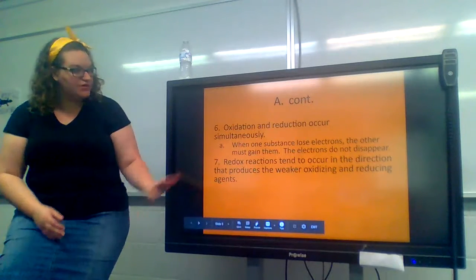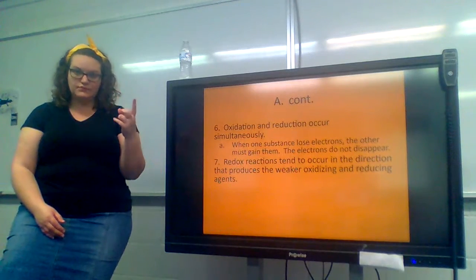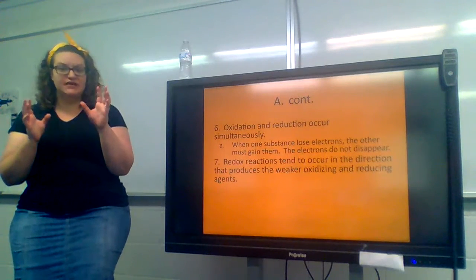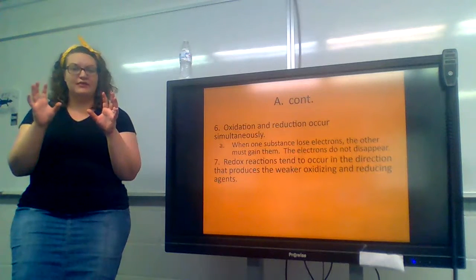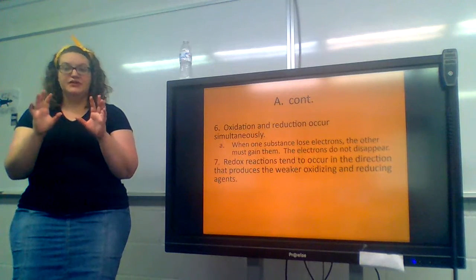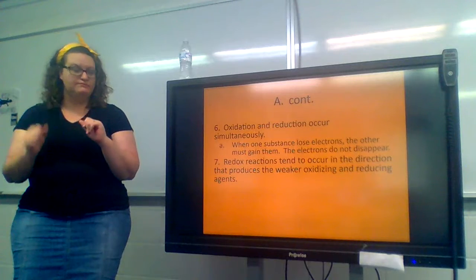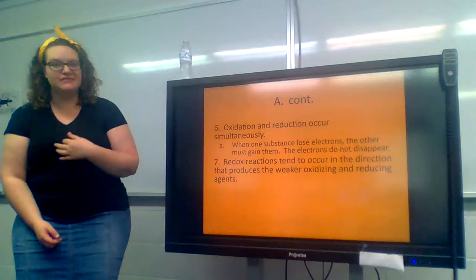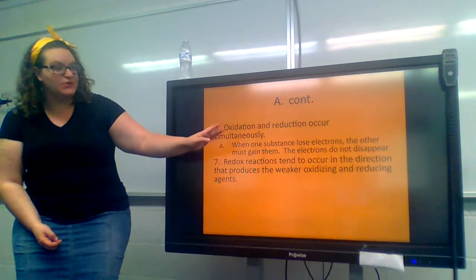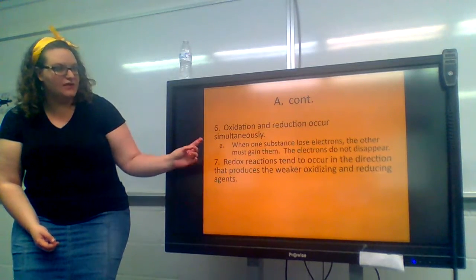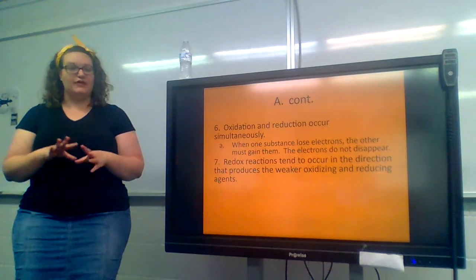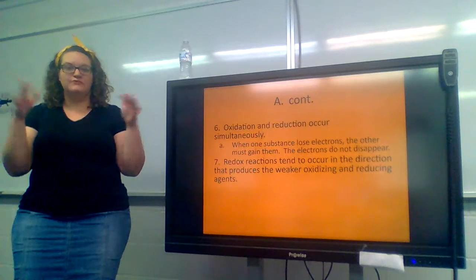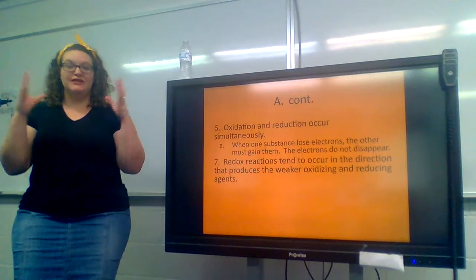Oxidation and reduction occur simultaneously. Like I said, for every action there's an equal and opposite reaction. If oxidation is taking place in one atom, that means the other atom is automatically experiencing reduction, and vice versa. When one substance loses electrons, the other must gain them. The electrons do not disappear. I've already addressed this in this video, but the electrons don't just float into space. They have to go somewhere. They have to connect to something.